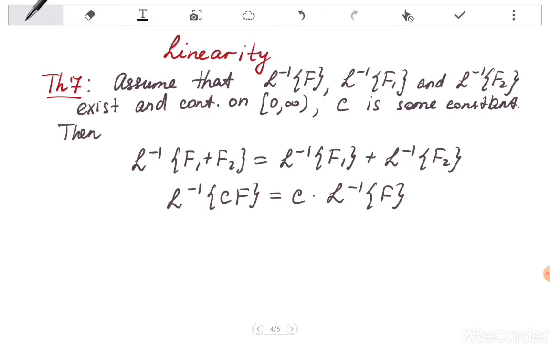It's given in problem 37, so the proof is given in problem 37 for paragraph 7.4. Let me just show you an example.